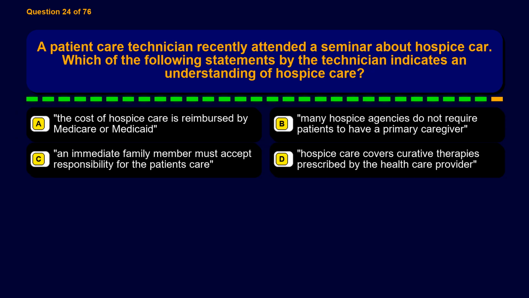Question 24. A patient care technician recently attended a seminar about hospice care. Which of the following statements by the technician indicates an understanding of hospice care? Option A, the cost of hospice care is reimbursed by Medicare or Medicaid. Option B, many hospice agencies do not require patients to have a primary caregiver. Option C, an immediate family member must accept responsibility for the patient's care. Option D, hospice care covers curative therapies prescribed by the healthcare provider.